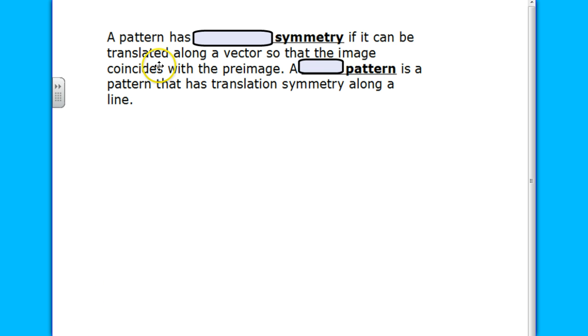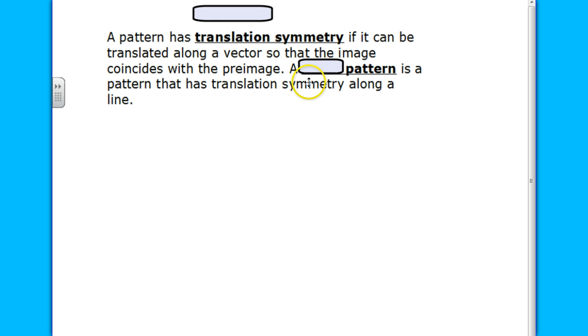So we know that a pattern has a kind of symmetry if it can be translated along a vector so that the image coincides with the pre-image. We call this translation symmetry. Translate the figure on a vector so that the image coincides with the pre-image.